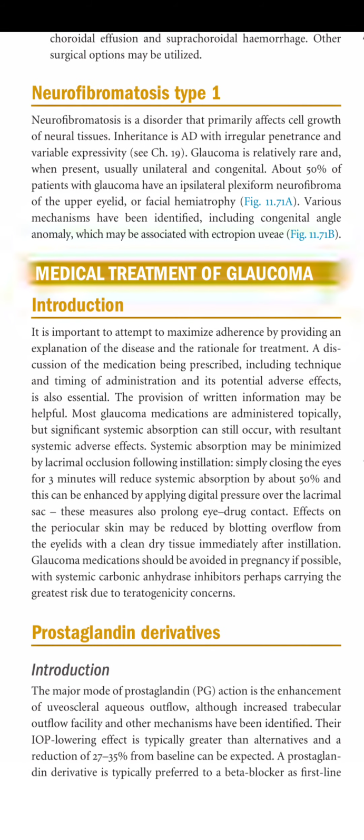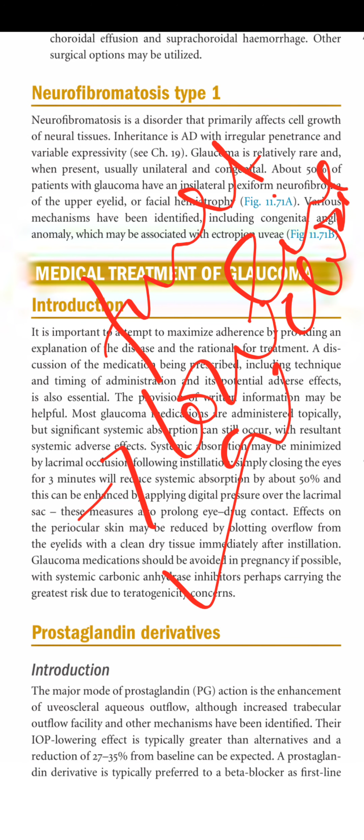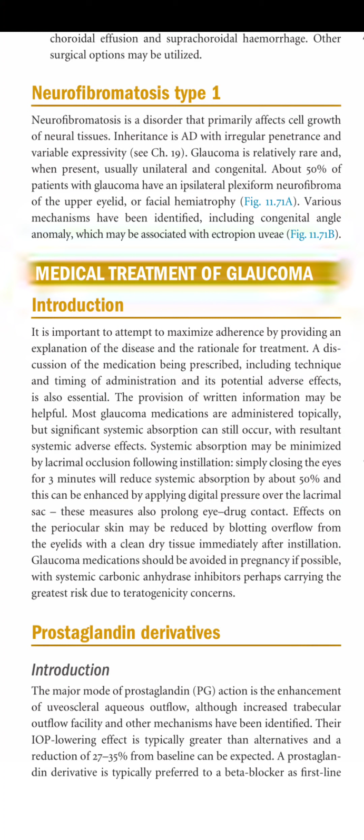Prostaglandin derivatives. So, prostaglandin derivatives are usually the first line of treatment. Why? Because they have a low dose that you can just administer at night and have a low concentration as well. The major mode of prostaglandin action is the enhancement of the uveoscleral aqueous outflow, although increased trabecular outflow facility and other mechanisms have been identified.